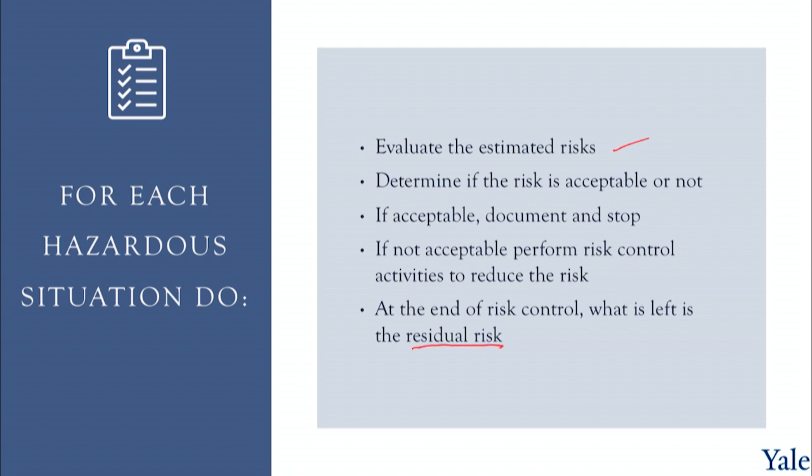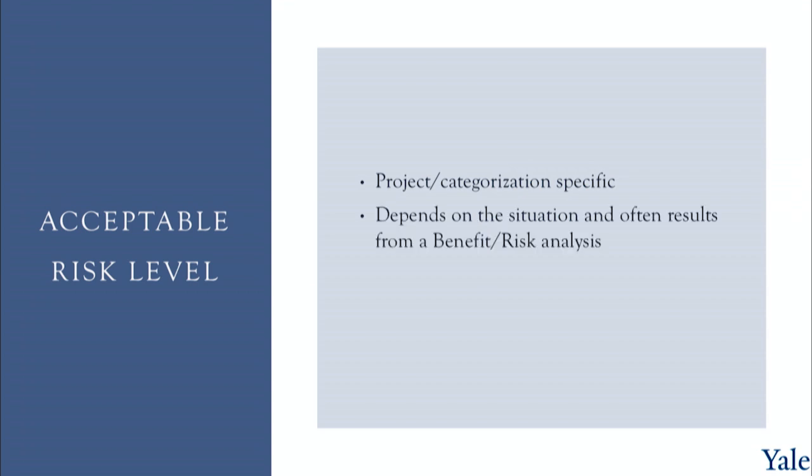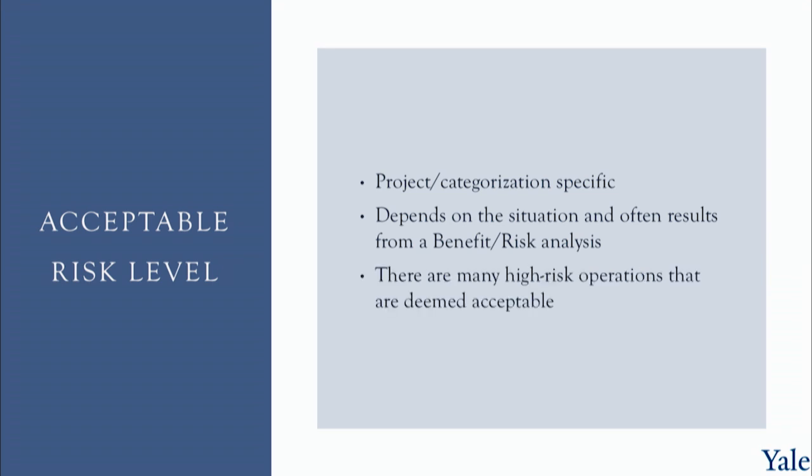So in the next step, we have to talk about what is acceptable risk, because that's an important concept here. So what's the acceptable risk level? This is project categorization specific, and it depends on the situation and often results from a benefit risk analysis. So what's the benefit of the use of the software? What is the level of risk involved in the use of the software? And if the benefit exceeds the risk, then we can live with a certain level of risk. And there are many high-risk operations that are deemed acceptable.